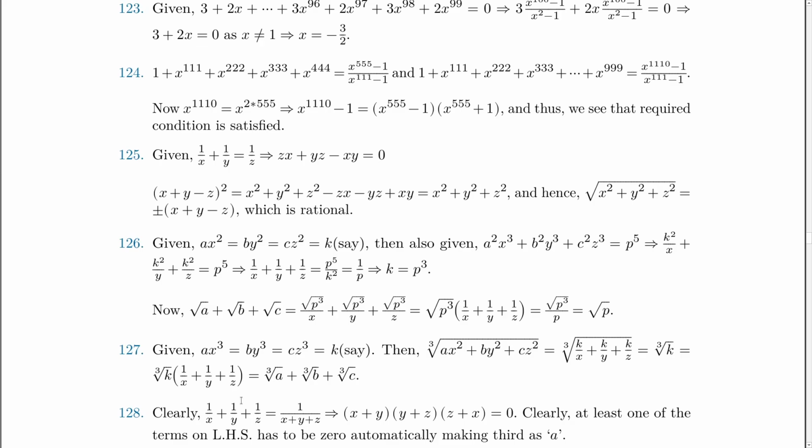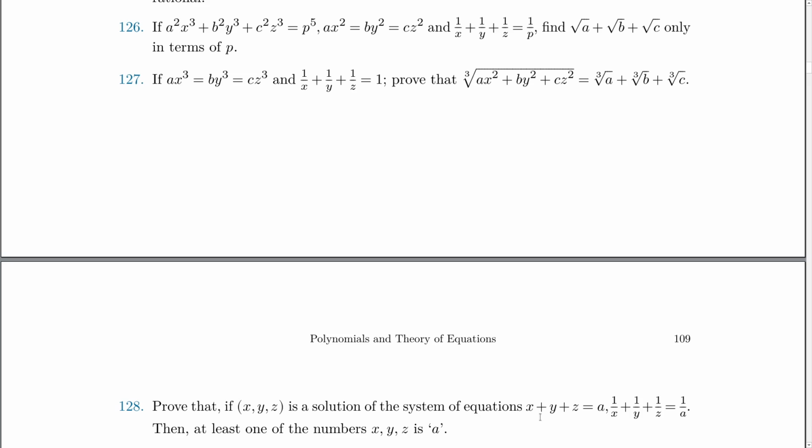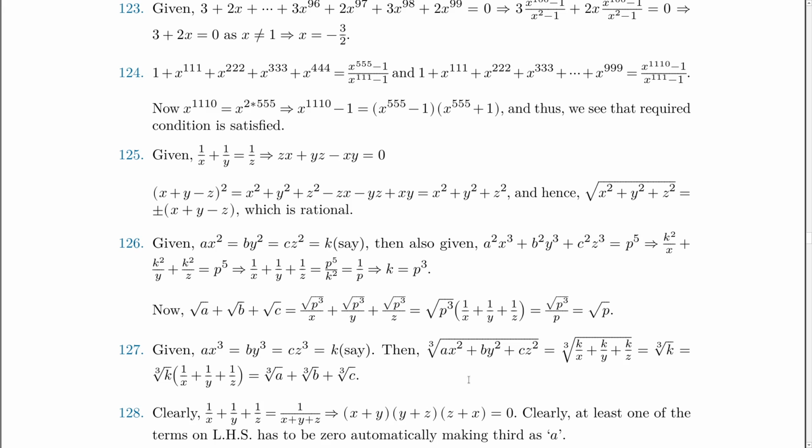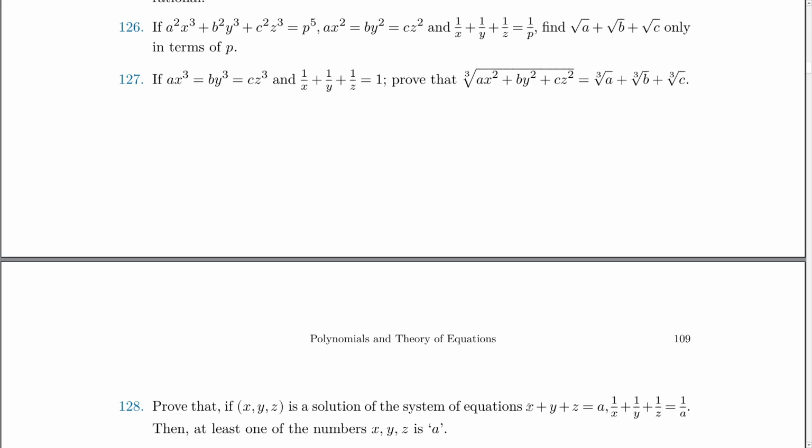So we are given that x plus y plus z is equal to a, and 1 by x plus 1 by y plus 1 by z is equal to 1 by a. So what we can say is 1 by x plus 1 by y plus 1 by z is equal to 1 by (x plus y plus z). If you simplify this, you will get (x plus y) into (y plus z) into (z plus x) is equal to 0. So at least one of the terms is 0: either x plus y is 0, y plus z, or z plus x. One of them has to be 0. Once one of them is 0, you can put that value in this equation, and automatically it will make the third value a.